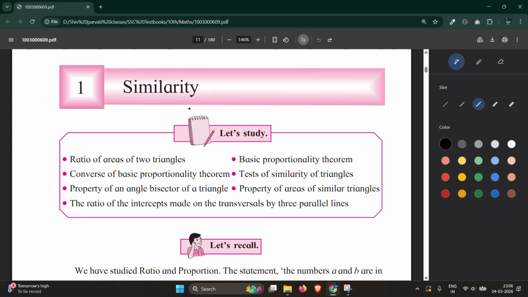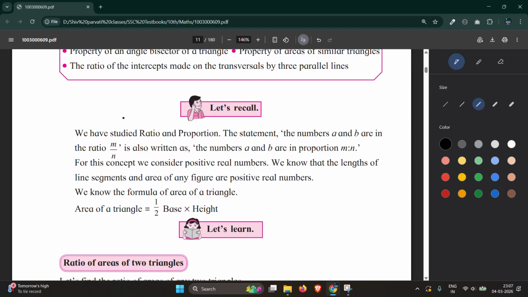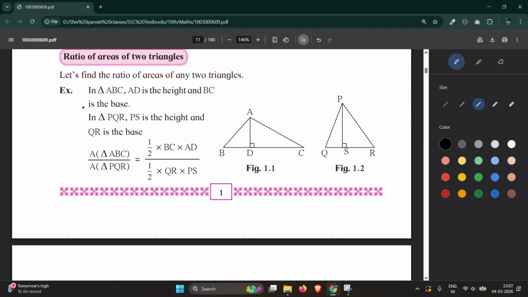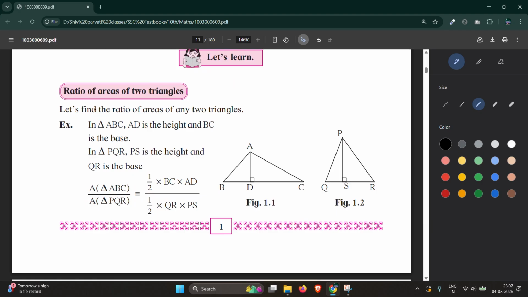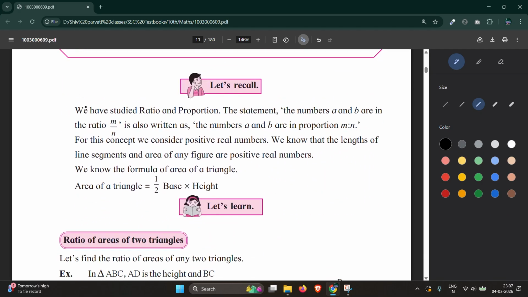So since the 10th board exams are coming up, in this video we are going to revise the similarity chapter from Maths 2. We are going to go slowly and take a look at all the main concepts in this chapter so that you can just look at this video and be prepared to solve any question that comes from this chapter. Without any further ado, let's get started.